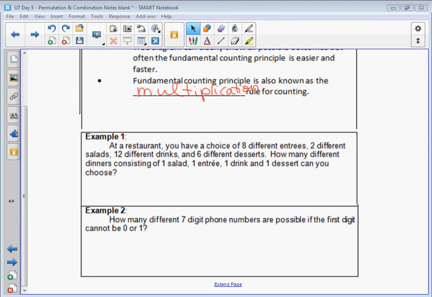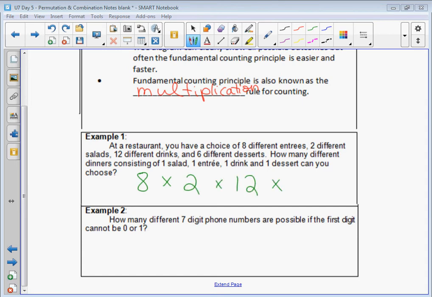So if we have 8 options for our entree, we're going to multiply 8 times our 2 options for salad, times the 12 options for drinks, and 6 options for dessert. So when we multiply that all together, we get 1,152. So we could have done a very large tree diagram. That would have taken quite some time. This fundamental counting principle helps us do it quickly.